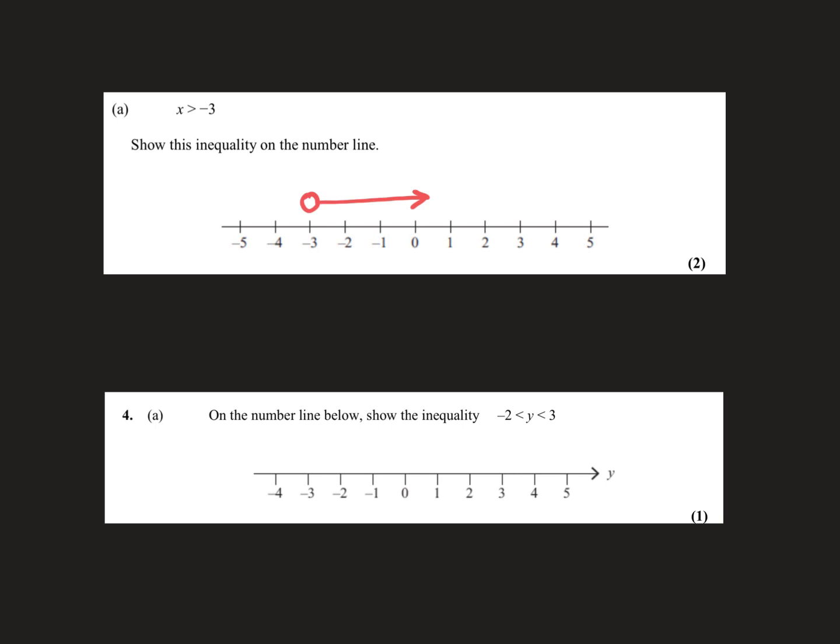Right, on our next one then, number 4a here, it says on the number line below, show this inequality: minus 2 is less than y, which is less than 3. Or if you read from the middle, y is greater than minus 2 and y is less than 3. So there's no underlines here, so we're not going to need to colour in any of these dots. So we're going to put a dot above minus 2 and a dot above positive 3, and we're going to join those together. And that satisfies the inequality.